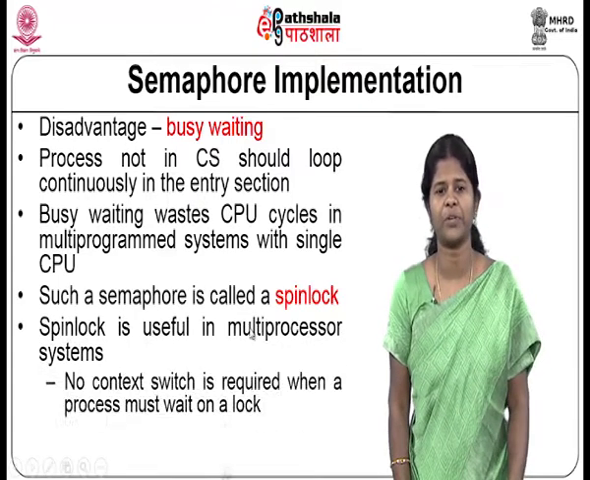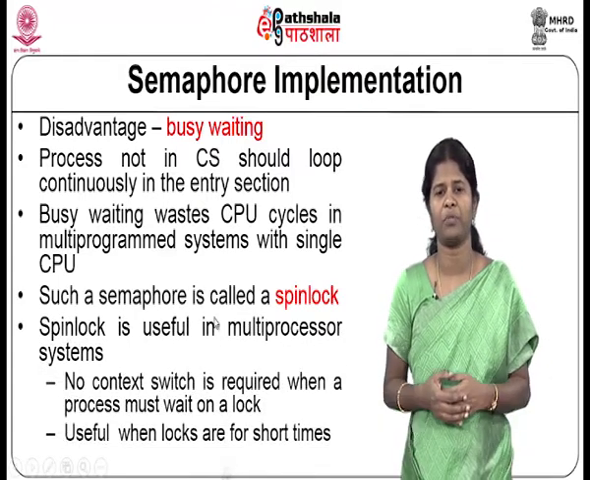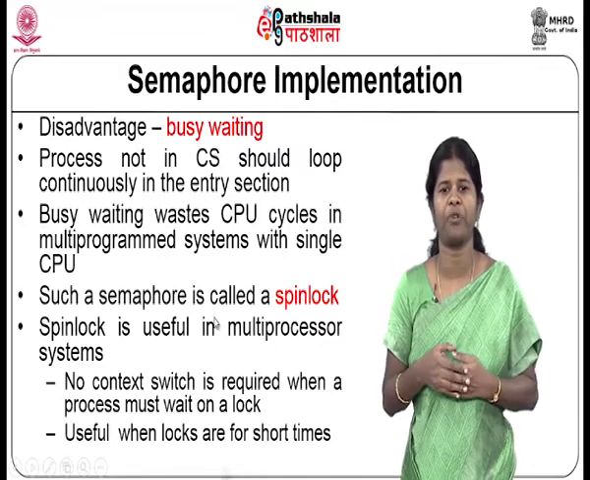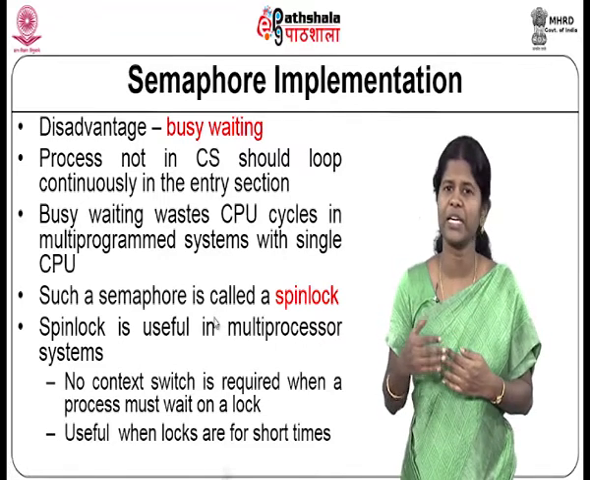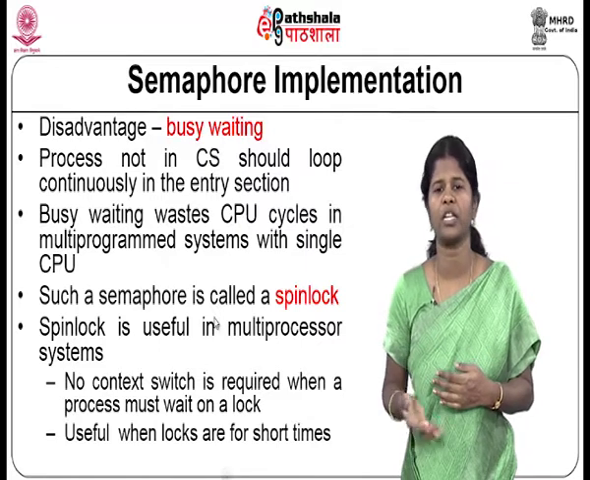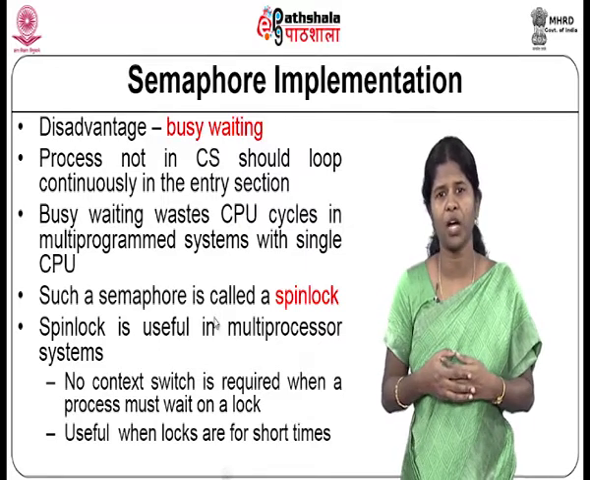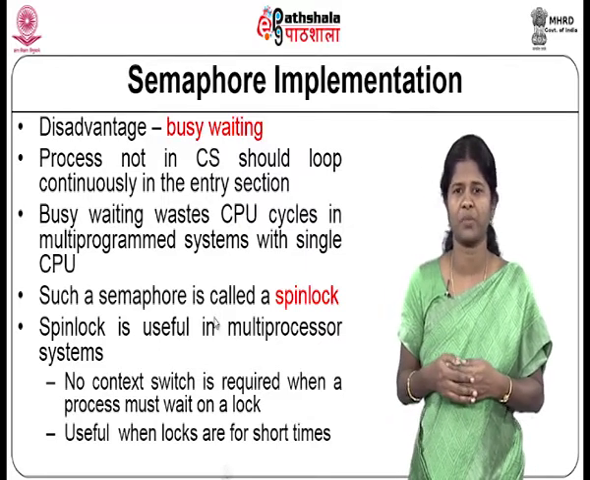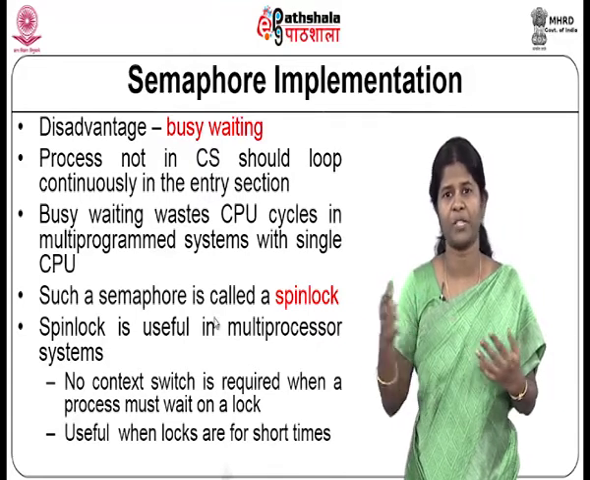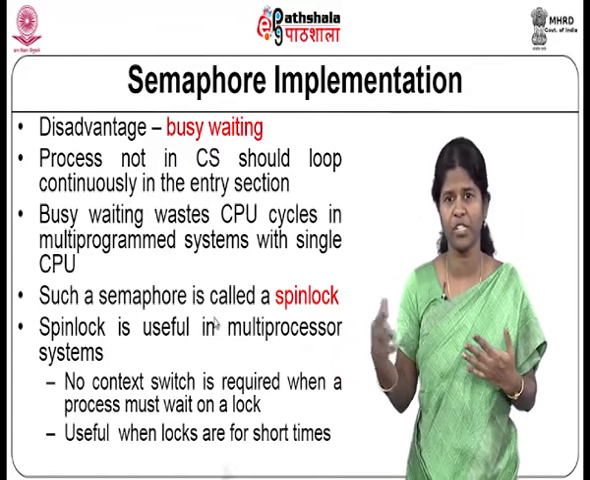But in the case of multiprocessor systems, this is not a problem. Such a kind of semaphore, where it continuously checks the value, is called a spin lock. Spin lock is useful in multiprocessor systems because you have multiple processors, so there is no scarcity of processors.